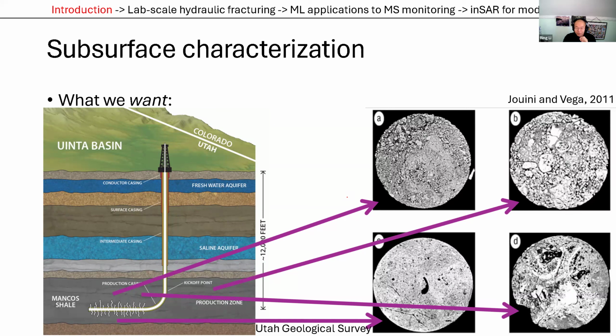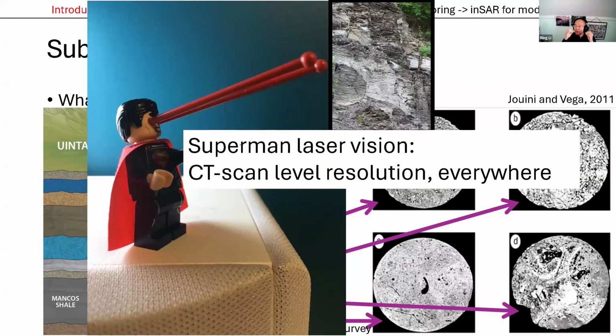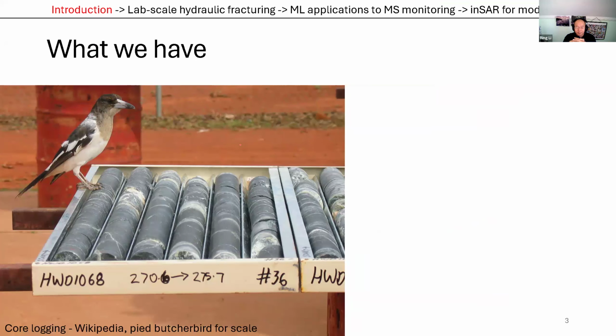Unfortunately, that's not quite what we have. But what we do want to have, and I'm borrowing an expression from Giovanni Grasselli at U of T, is basically Superman X-ray vision of our rock wherever we go, right? That's ideally what we'd like to have. Obviously, that's not really what happens in real life. So I wanted to first talk about what we do have, just as a brief overview.